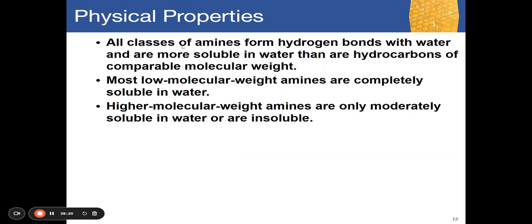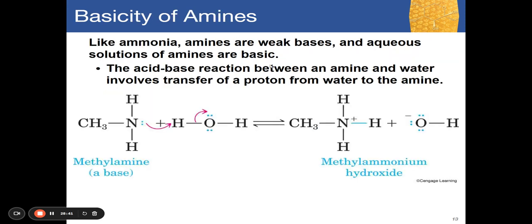Okay, so additionally, all classes of amines form hydrogen bonds with water and are more soluble in water than in hydrocarbons of comparable molecular weight. Again, it is because our nitrogen has hydrogen atoms attached to it, so it can bond to your water easily since it is a polar compound. Like ammonia, of course, amines are weak bases. Our alcohol, on the other hand, is acidic. And aqueous solutions of amines are bases.